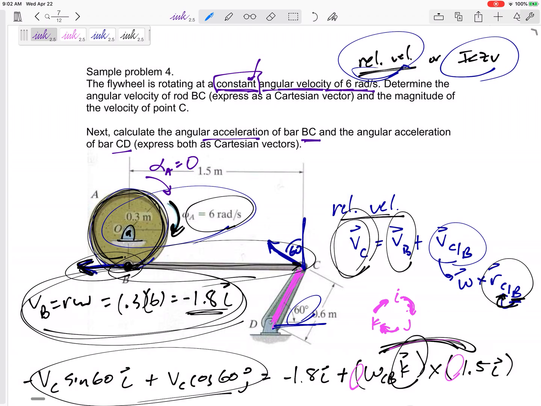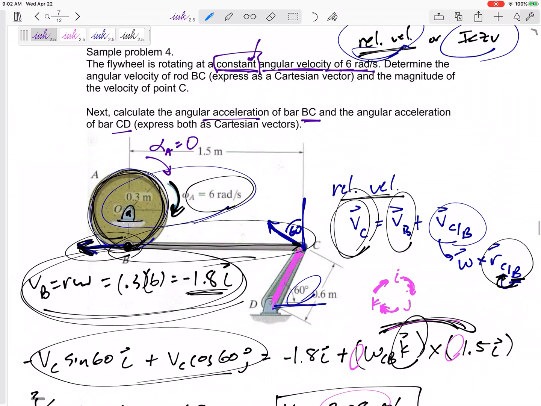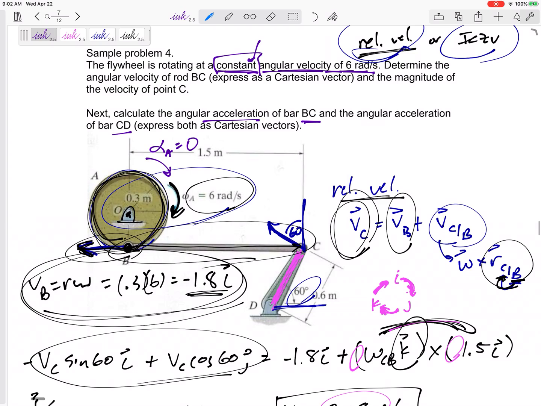So that's an important point. Because many times it'll say, hey, okay, the angular velocity is 6, the angular acceleration is something. But here it says the angular velocity is 6, the angular acceleration is 0, because it's a constant angular velocity. All right, anyway, let's get on to part B. Let's calculate the angular acceleration of bar BC and angular acceleration of bar CD, both as Cartesian vectors.